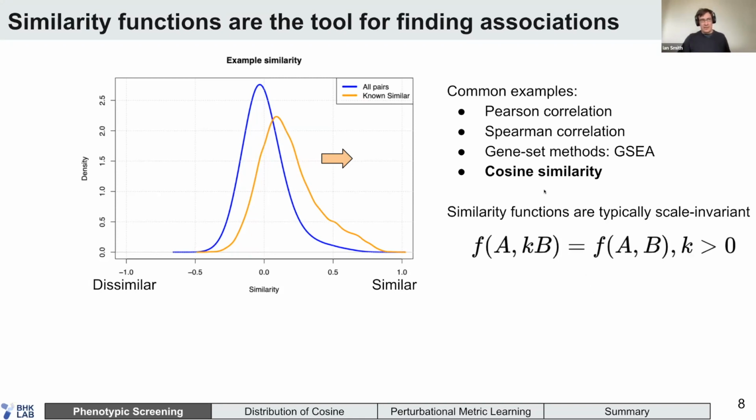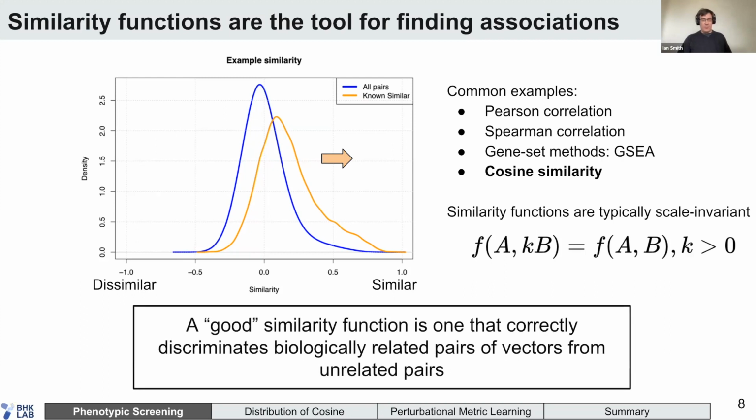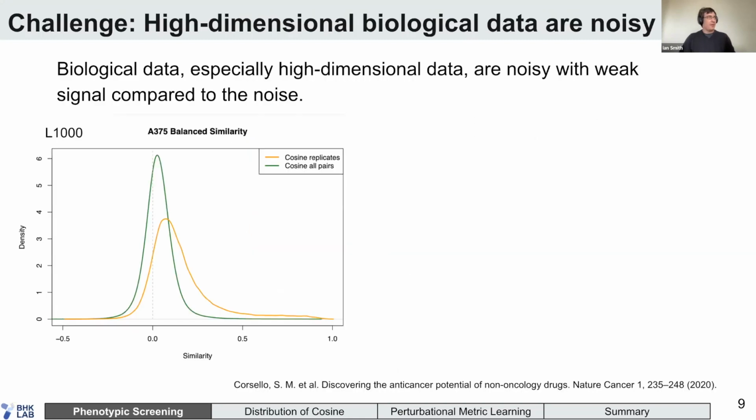So all of these examples have this nice scale invariant property where we're interested in the direction of the phenotypic changes rather than the magnitudes. So a good similarity function then is one that can correctly identify biological associations from related pairs of signatures. This is challenging because we don't always know what the relationships are. If we knew what pairs were biologically related, we wouldn't have to do the experiments.